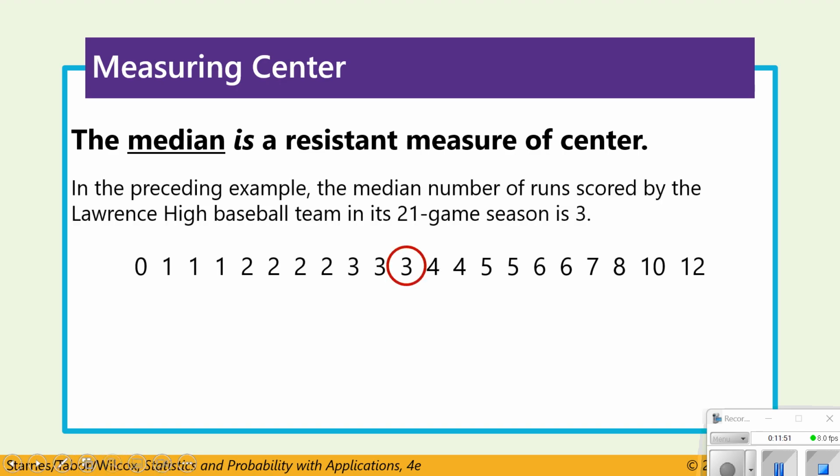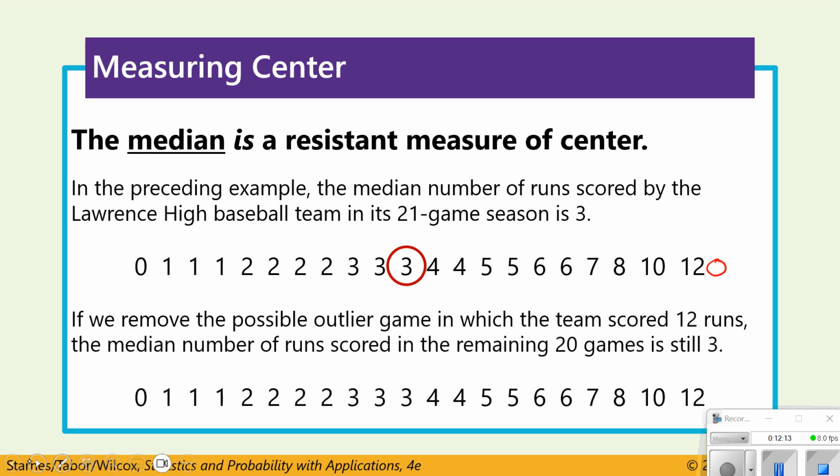So in the runs scored, the middle of the 21 games is 3. It doesn't matter if the last number is 12 or 120. It doesn't make any difference at all. The median is still going to be 3. It doesn't affect it because that outlier is there. It's still going to be a good center. If we remove the possible outlier, the median is still going to be 3. So if I took the 12 off, I would still have a median of 3. It doesn't affect it at all. It's resistant to the outlier on that one. But the mean was not. It changed significantly.